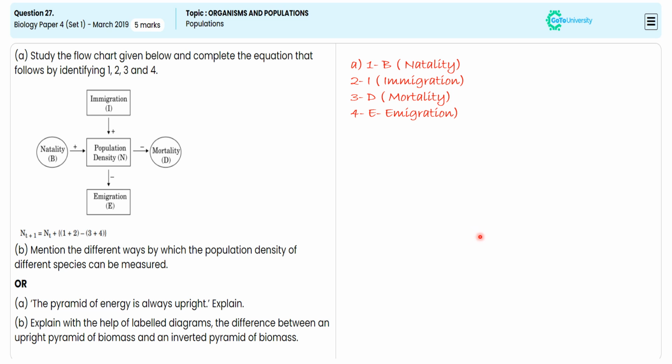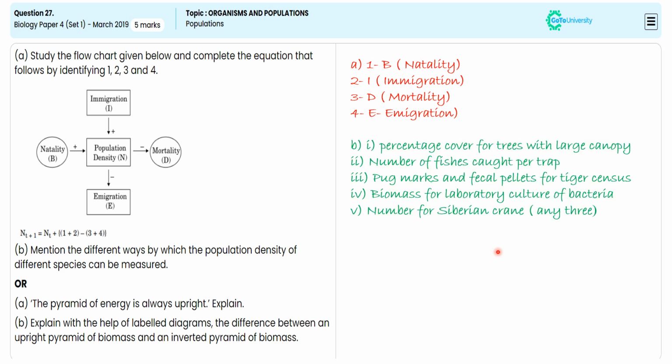of Siberian cranes. In this way, if you are specifying any 3 points, we can satisfy the 3 mark demand of the second sub-question. So with the 2 marks for the first sub-question and the 3 marks of the second sub-question, we are satisfying the overall 5 mark demand of the first optional subjective question.